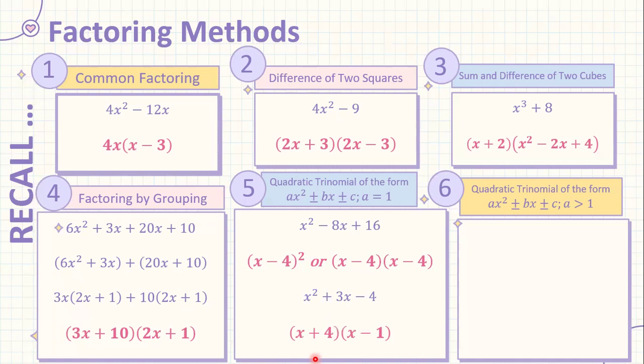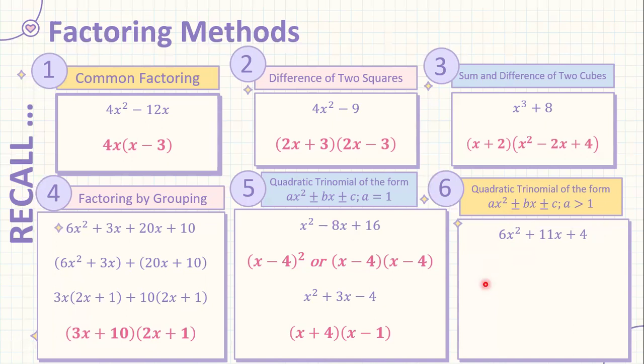The next one is the quadratic trinomial of the form ax squared plus or minus bx plus or minus c, wherein a is greater than 1. So if we have this expression, 6x squared plus 11x plus 6. So as you can notice, we can separate itong andito sa first term and the third term. So the first term, we can put that in one group or in one parenthesis. And itong third term, we can put that in the second parenthesis.